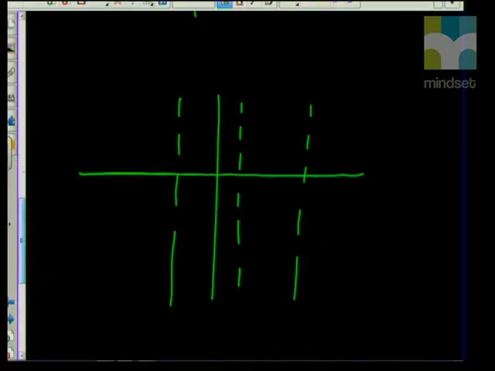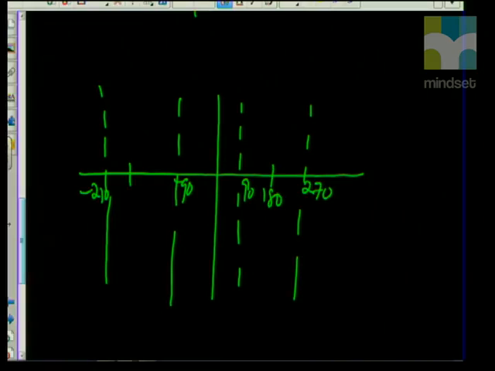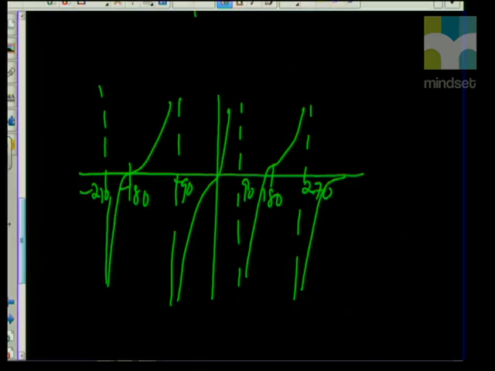You've got your 90 as your asymptotes, 90, and this is minus 90, minus 270, 90 and 270. You've got 180 degrees, minus 180. Then your positive cos graph looks like this. So these are your mother graphs: your sine, your cos, and your tan.